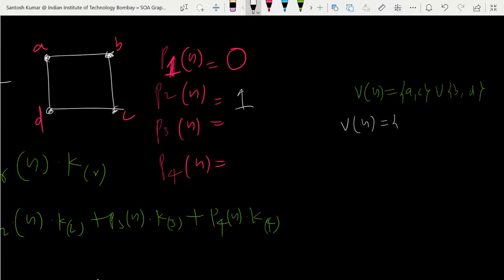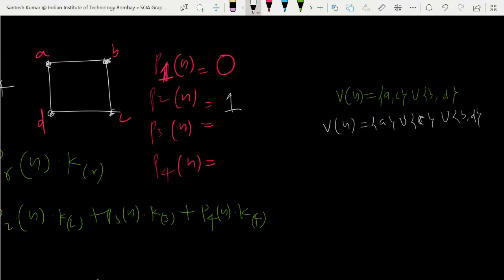Tell me. Sir, AC and BD. AC and BD, correct. This is one way. Do you have any other different way? Yes, sir, BD and AC. Yes, B, D and AC. So there are two ways I have for partitioning the vertex set into three independent sets.